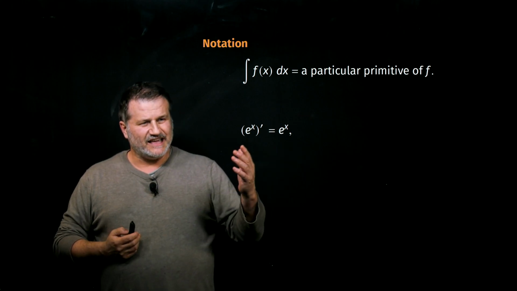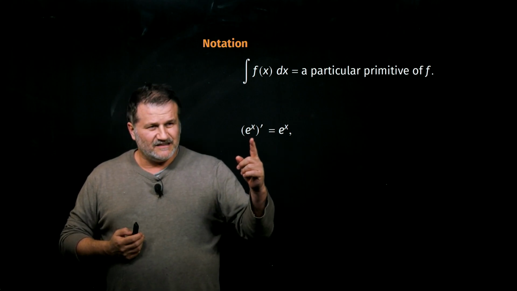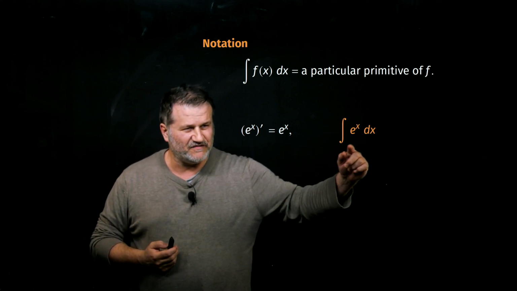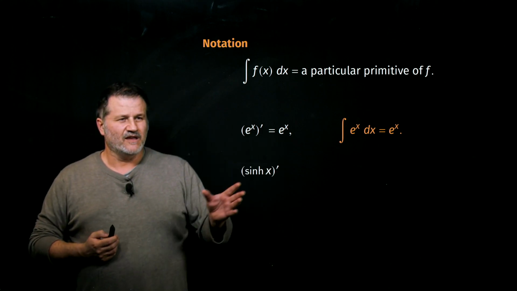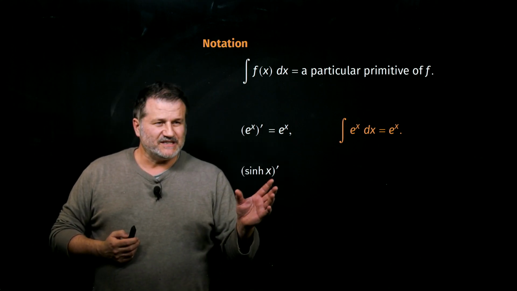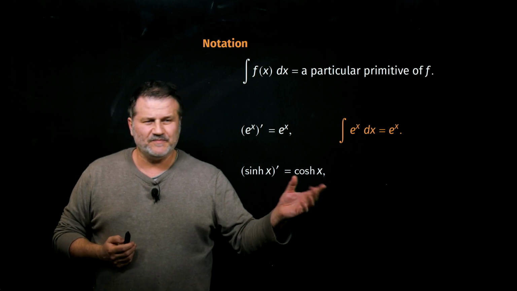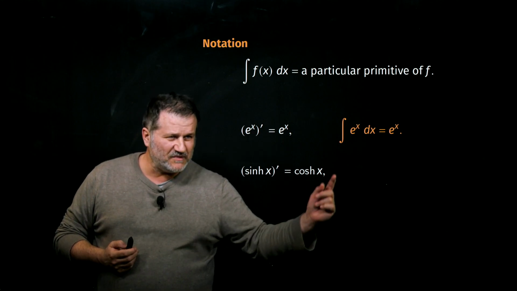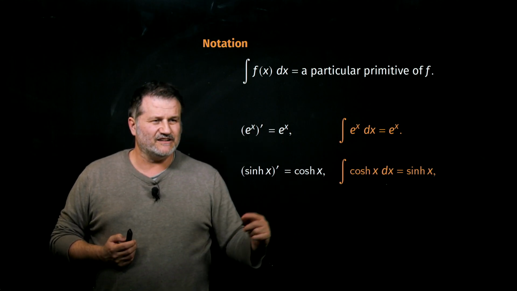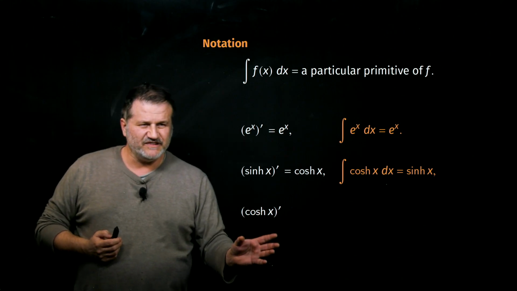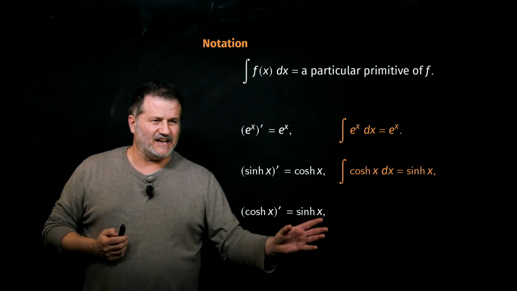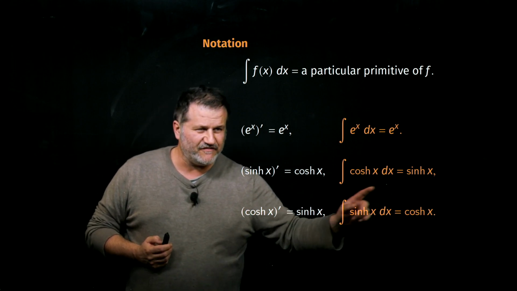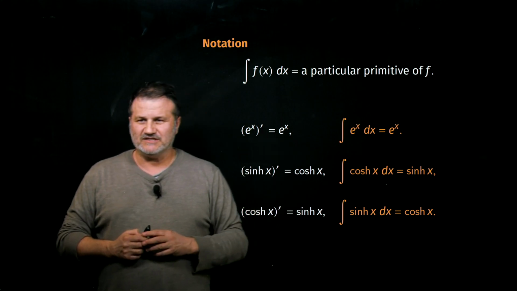This relation can be seen as e to x is a primitive of e to x. So one of the primitives of e to x is just e to x. The derivative of hyperbolic sine of x is hyperbolic cosine. This says that hyperbolic sine x is a primitive of hyperbolic cosine of x. And similarly, the derivative of hyperbolic cosine of x is hyperbolic sine of x. So this is a primitive of this. So a primitive for hyperbolic sine is hyperbolic cosine.